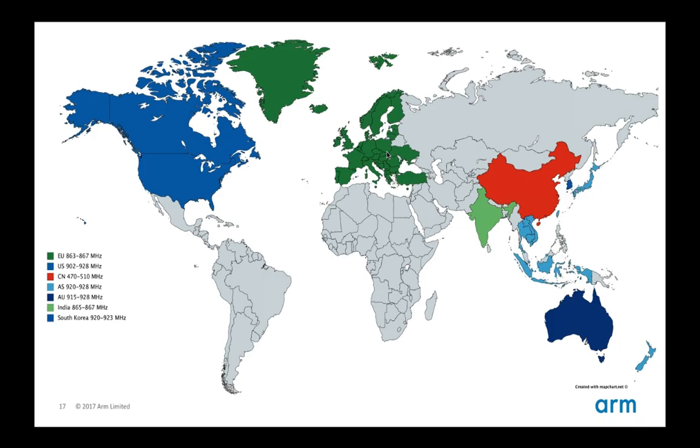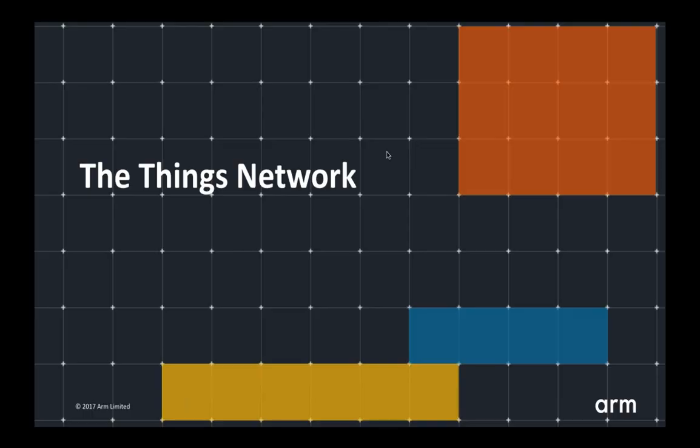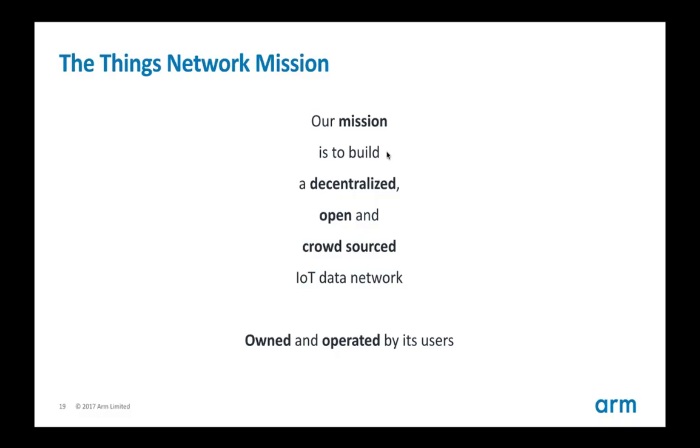So since you can set up your own network with LoRaWAN, we decided 2 years ago to start The Things Network, which is an open network, and our mission is really to build a decentralized, open, and crowdsourced Internet of Things data network that's owned and operated by its users. So what this means is that we build the network technology, the network server is open source, and people can create the network themselves. They can set up gateways, they can connect it to the network, and this creates one big open network. And this started in 2015 really as a community project.